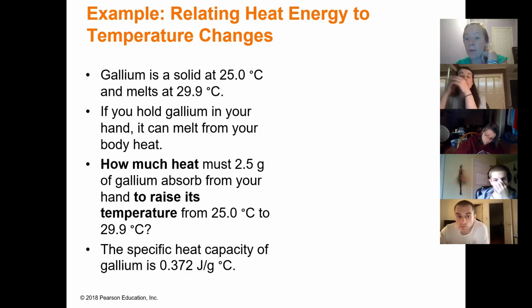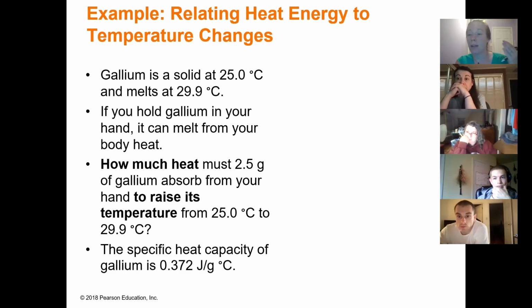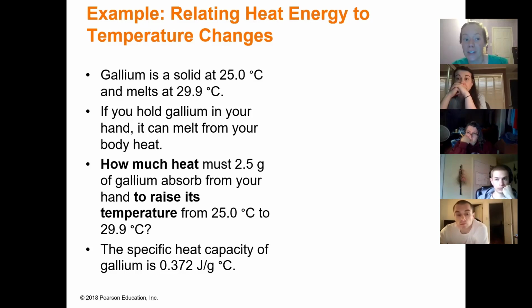So if you were to see a problem like this on a test, you're going to want to pull out Q equals MC delta T. It's talking about heat. It's talking about changes in temperatures. It's talking about specific heat capacity. That's not been referenced in any other way throughout this section. So I would just right off the bat say, hey, I know I need to use Q equals M times C times delta T.